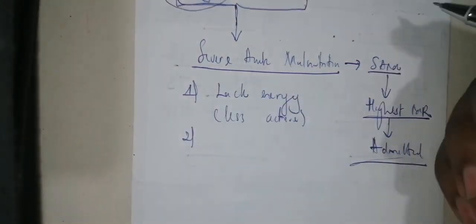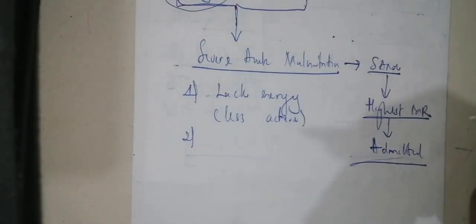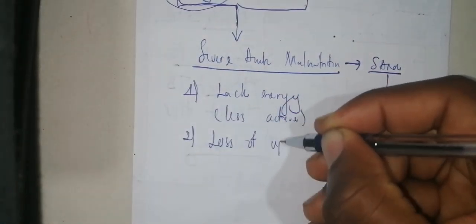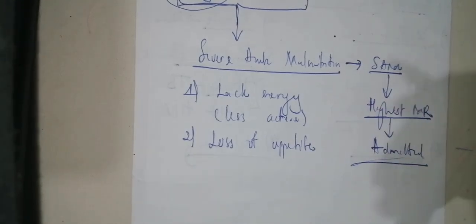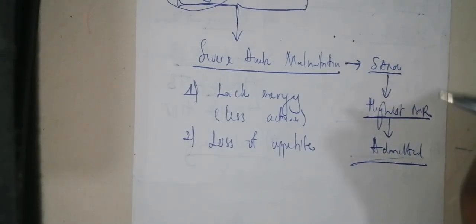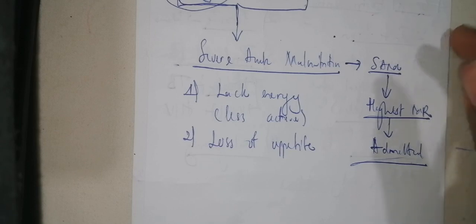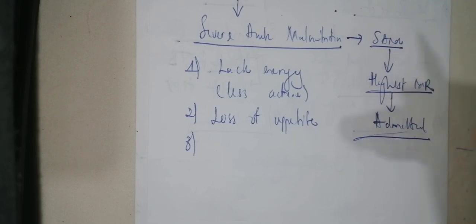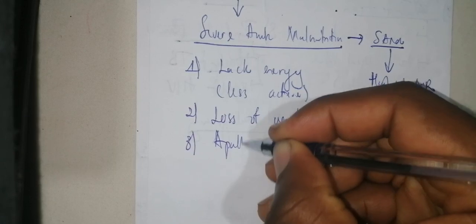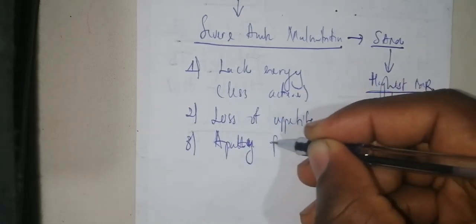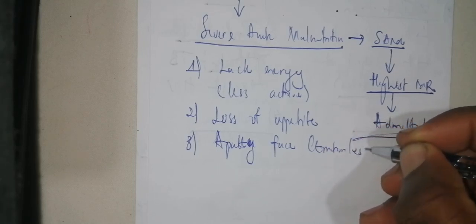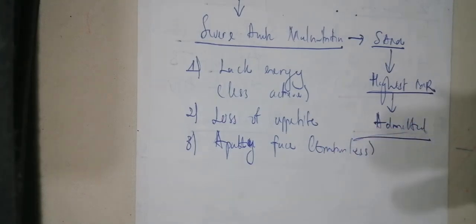The second element, since they lack energy, they will not have appetite. Is it clear? There is loss of appetite in these children. So this is another characteristic in severe acute malnutrition. The third characteristic of these children is that since they don't have energy, they don't even have energy to smile. Their face looks apathic. Apathy face. It means that they are emotionless. Is it clear? Emotionless children. So they don't even have energy to smile.